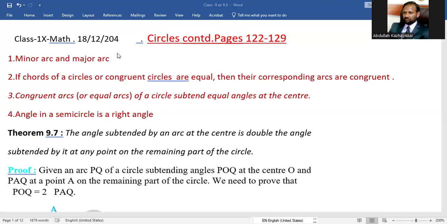We saw the circle in the last class. Let me share the screen. Look here. You can see the class name, Maths. Circle continued, page 122 to 129. You can see the exercise there, Exercise 9.2. We did that one. Now, minor arc and major arc.